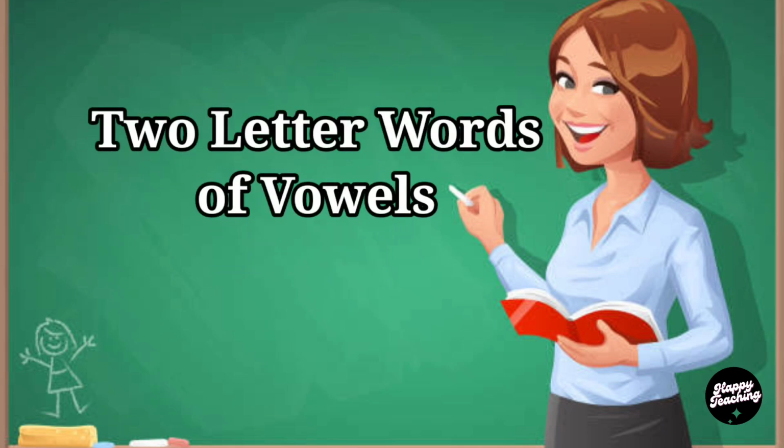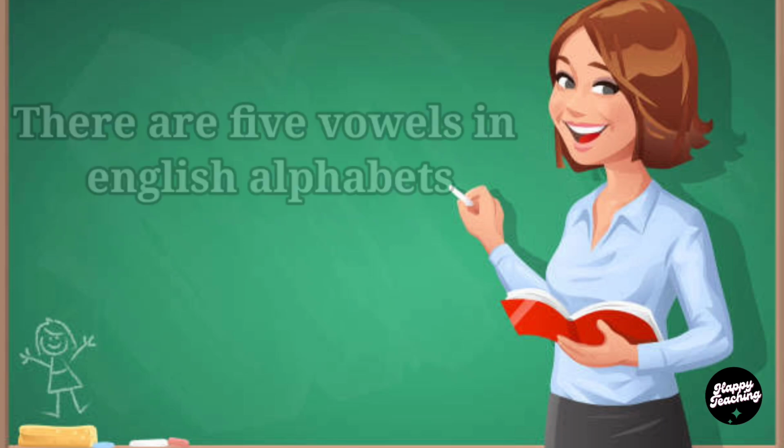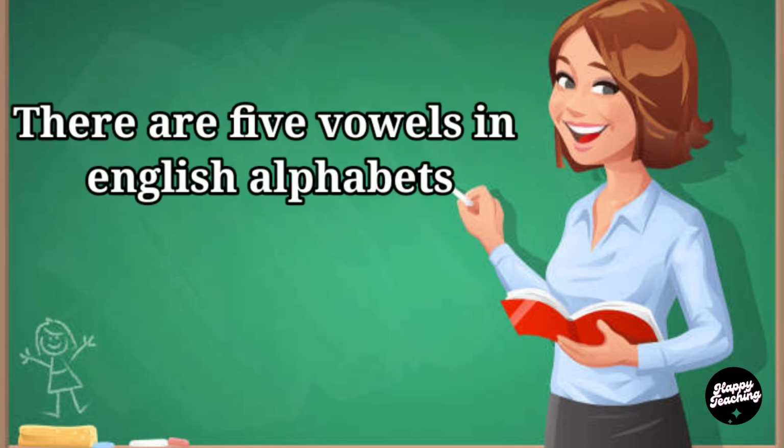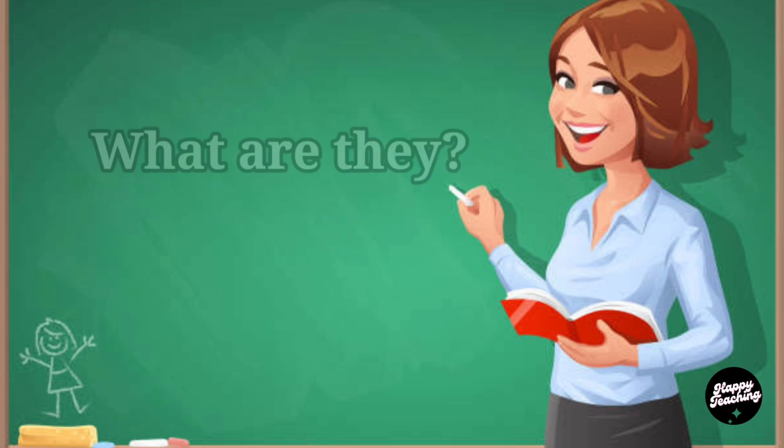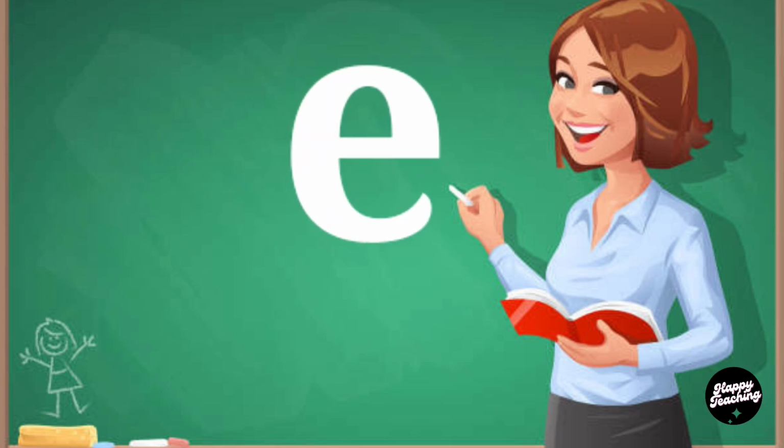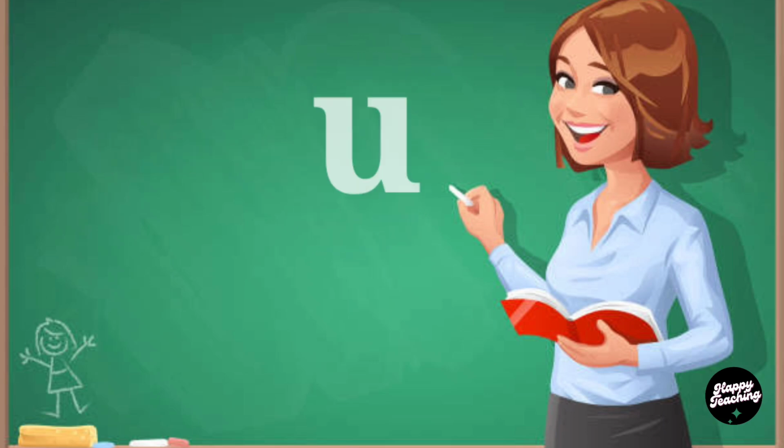Hello kids, today in our English class we are going to learn two letter words of vowels. Children, as we already know that there are five vowels in English alphabets, so tell me, what are they? Yes, they are A, E, I, O, U.